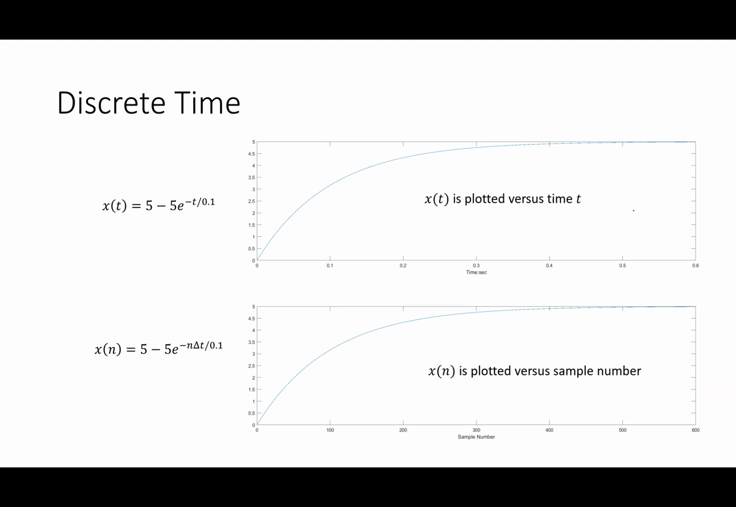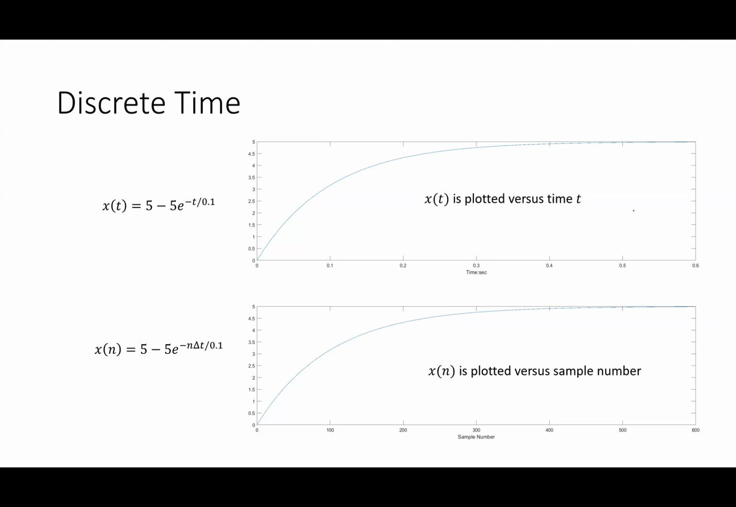The key thing is when you look at the y-axis values, they look the same, right? They're starting at 0, they're going up to 5. There's nothing going on there. The key difference is what's happening on the x-axis. For x of t, I start at 0. In this case, I end at 0.6, because I actually did it for 6 tau.